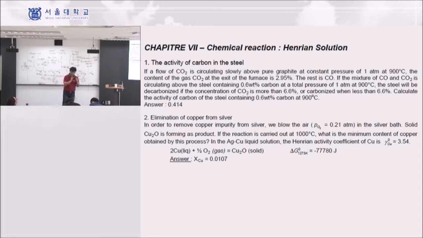So basically we have the silver Ag and Cu binary system, liquid state, and the impurity is copper. And when you inject air, so oxygen at 0.21 atm, then the copper in the liquid silver will react with oxygen to produce Cu2O. In this way, we can remove a certain amount of copper from the silver. And then it asks, what's the minimum content we can actually control? And the Henrian activity coefficient of copper, gamma Cu naught, is equal to 3.54. So we have the Henrian activity coefficient.